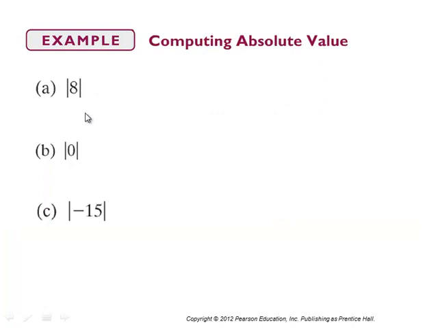All right, the absolute value of 8 is 8. Absolute value of 0 is 0. Absolute value of negative 15 is 15. Absolute value operator just strips off the negative and makes it non-negative, either positive or 0 in the case of 0.